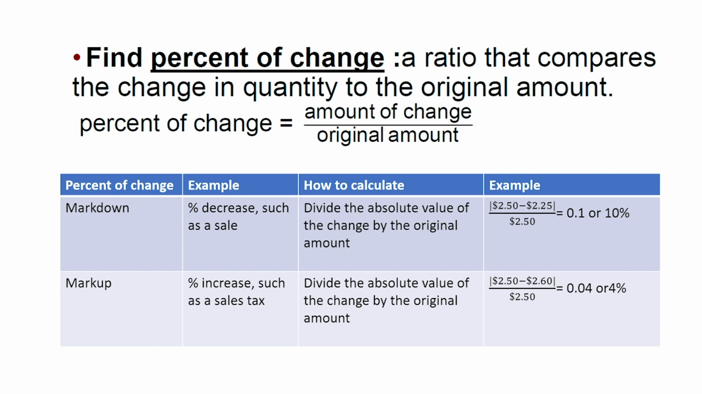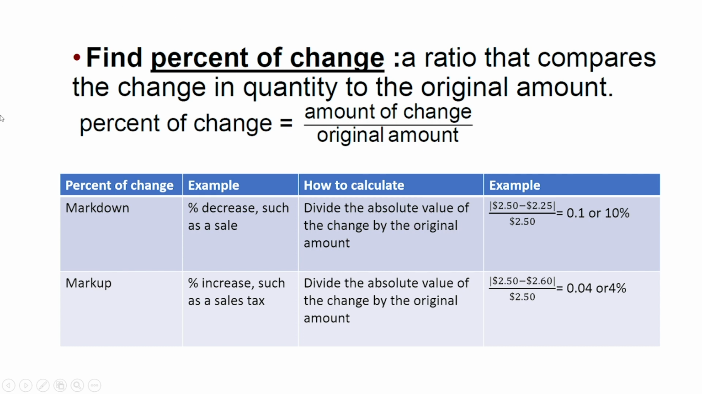So if I had a macaron cookie that was priced at $2.50 and there's a sale on it and I'm selling them for $2.25, I would subtract $2.25 from $2.50 to get 25 cents divided by $2.50, which is the original amount. That would give me 0.1, or 10%. So it'd be a 10% decrease in the amount that I'm selling it.